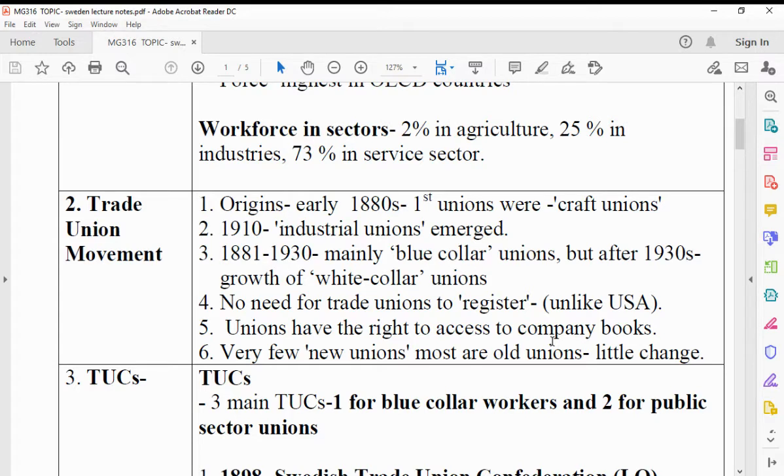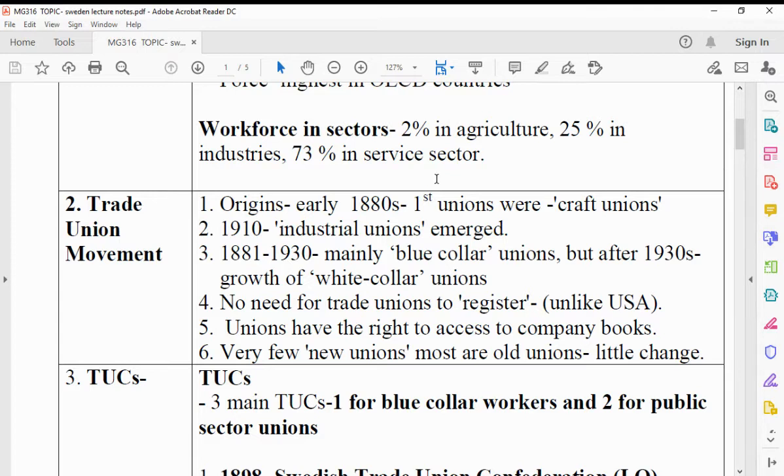Now, currently, the trade union density in Sweden is not obviously 90%. The trade union density has declined over the years, last decade or so, and I think the current density is somewhere around 60%. In 2017, it was 65.6%. So it's still really high, isn't it? The trade union density, unlike what we have seen in any other countries.